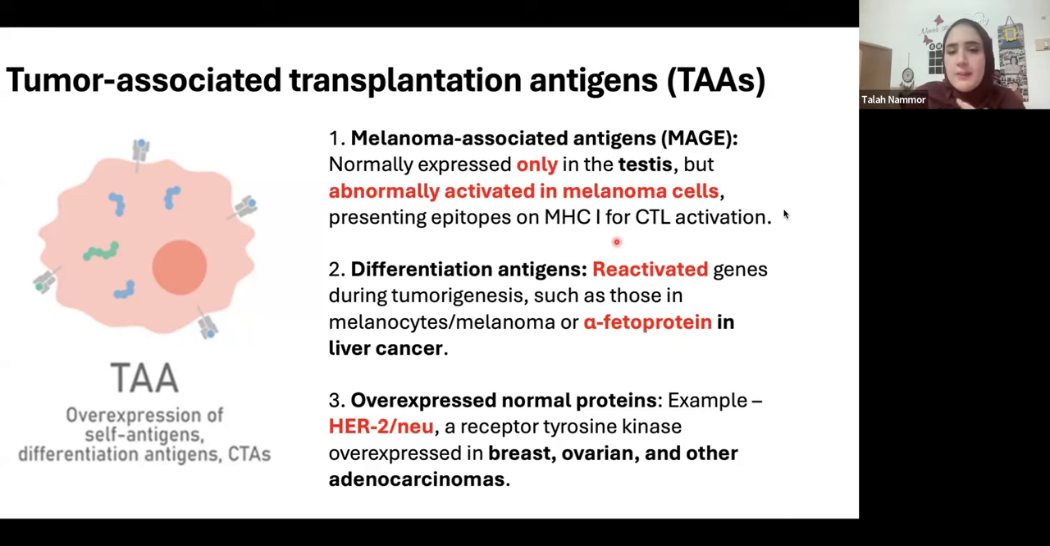Maybe, as we said, in melanoma, the melanoma associated antigen MAGE is not in its specific place, which is the testes. Alpha fetoprotein was maybe silenced and then got reactivated. HER2 neu is overexpressed. It's usually expressed, let's say, 20% of the time. In this case, it's 100% present.